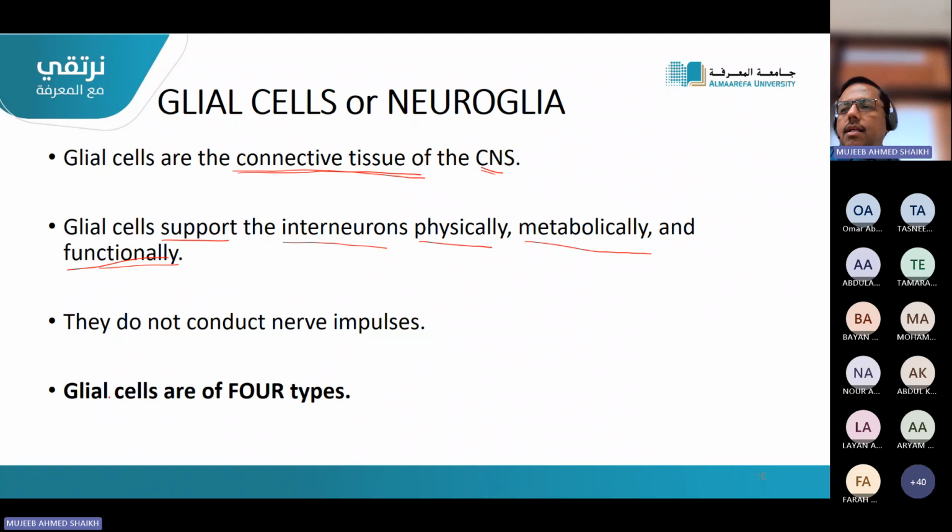Glial cells are not neurons, so they will not be conducting any information or impulse. The impulse, or action potential, travels only through the neuron, not through the supporting or glial cells. There are four basic types of glial cells.